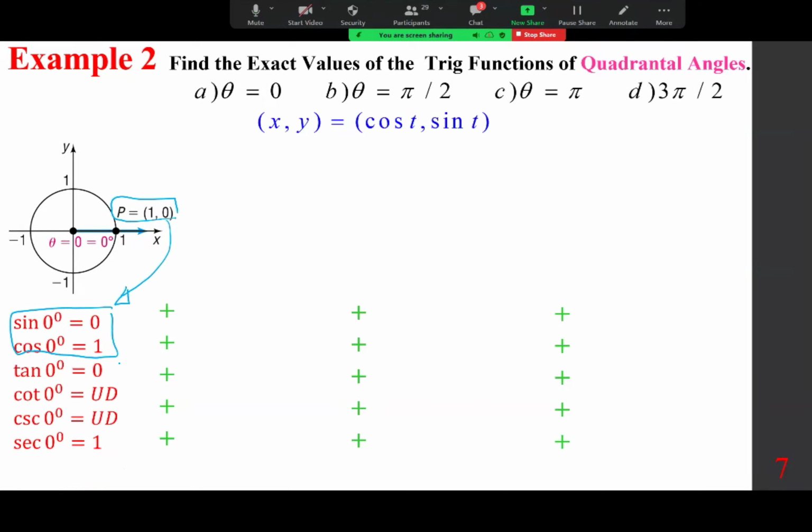Tangent is sine over cosine. Now cotangent is the reciprocal of 0: 1 over 0 is undefined. Cosecant is 1 over sine; 1 over 0 is undefined. Secant is 1 over cosine; 1 over 1 is 1.